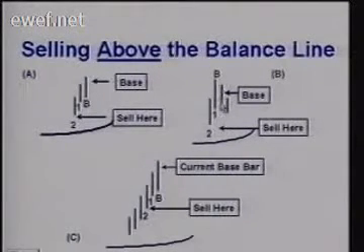We have a base, which is the most recent highest low. And remember that when you're looking for a buy, you're looking at the most recent lowest high. When you're looking for a sell, you're looking for the most recent highest low. This is the most recent highest low. So this is our base bar.